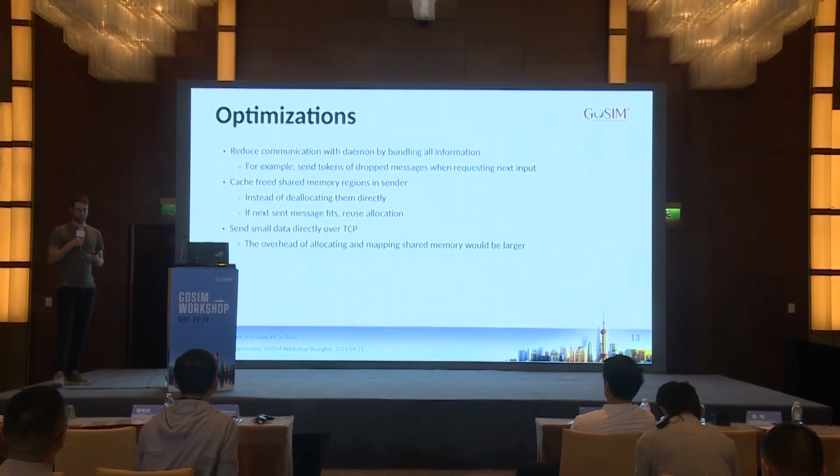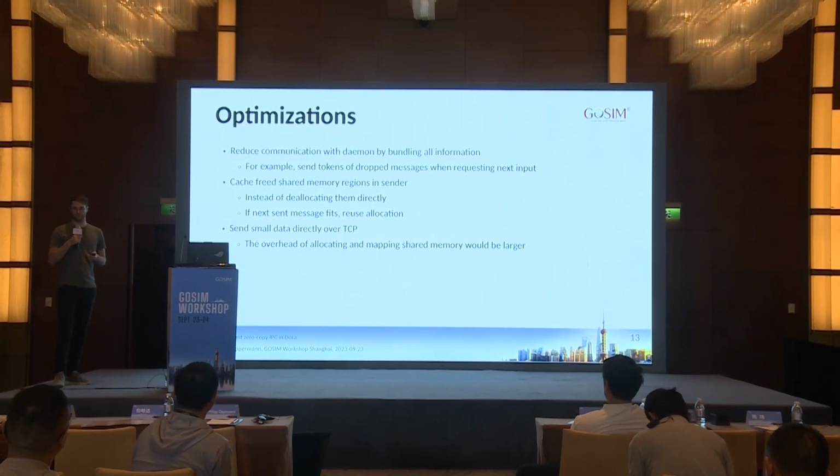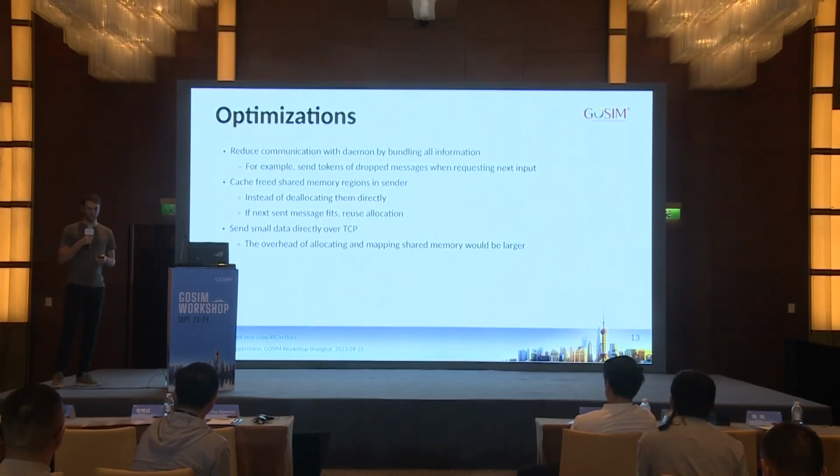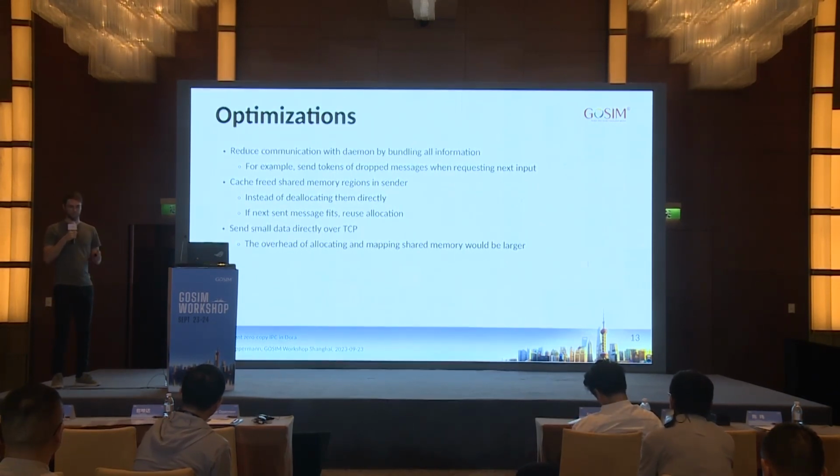We also cache the freed shared memory regions in the sender and try to reuse them for the next message to prevent the deallocation and allocation overhead. Of course, this only works if the next message is the same size or smaller. And for small data, we send it directly over the TCP channel because the additional system calls required for mapping and unmapping the data would be larger. So we did a bit of benchmarking and decided that below, I think, a page size, we can send it directly. And larger than that, we use the shared memory.